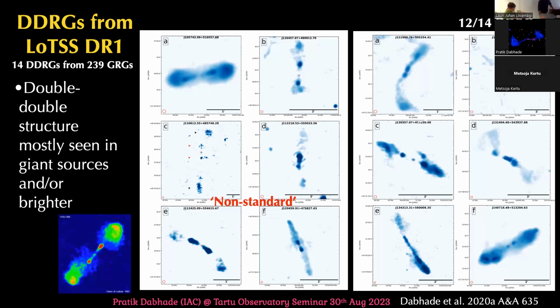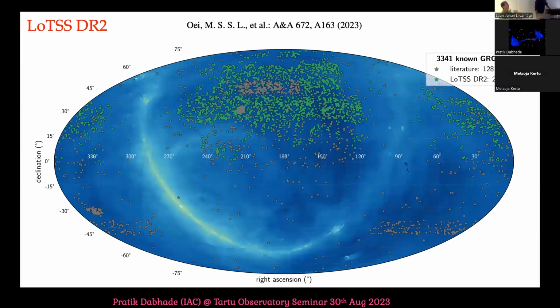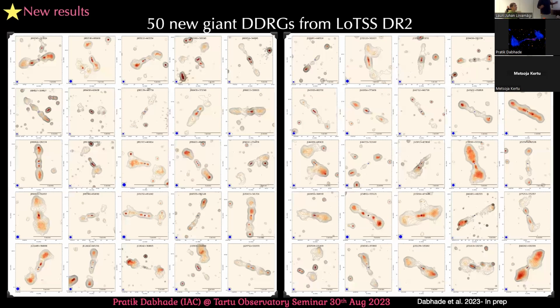So we wanted to find more. There was a data release 2 about a year or so ago, and there, from 239, we went to finding almost 2000 new giants. We then looked for morphological signatures of restarted activity in these giants, and this was done manually because we need to look at the structures. It's still not possible to automate the whole task. And fortunately, we found a good number of doubles.